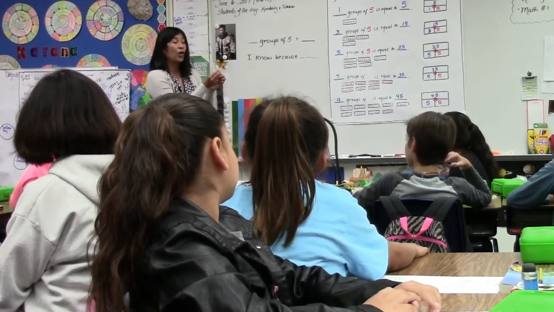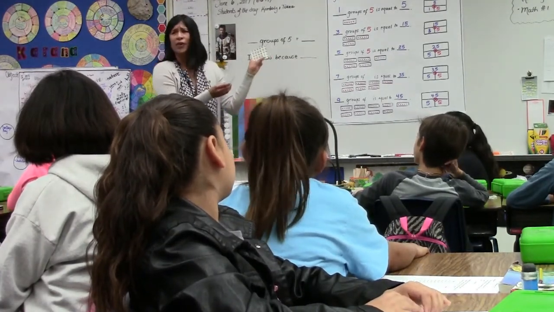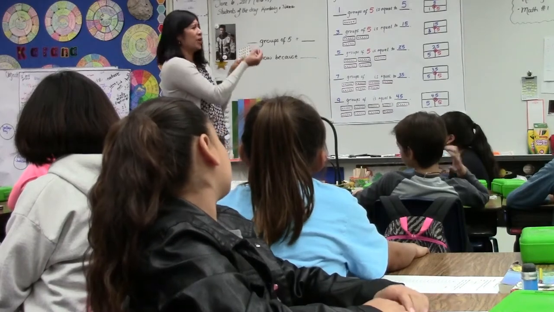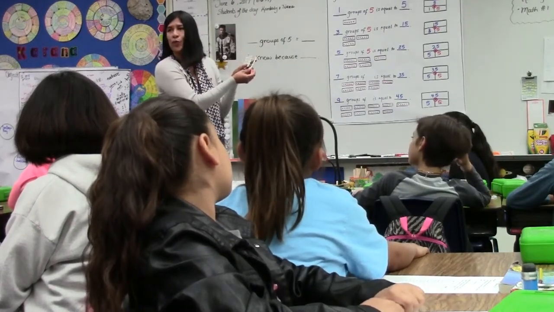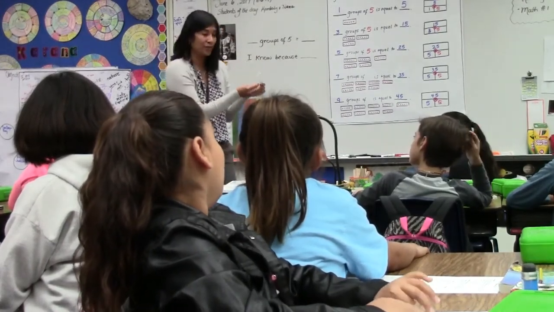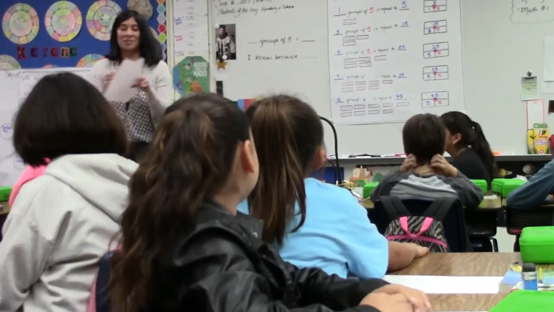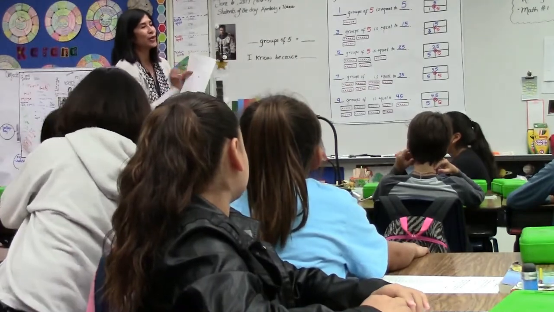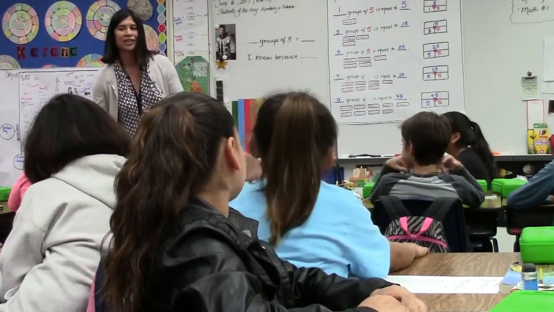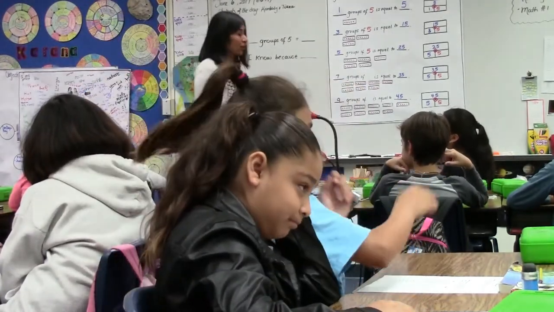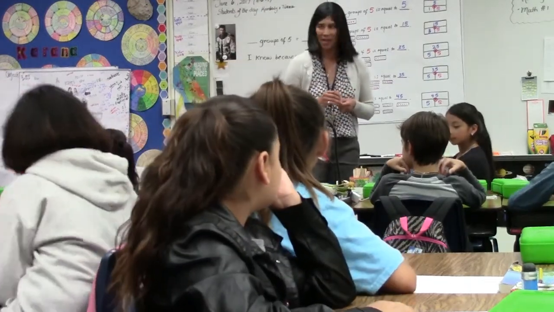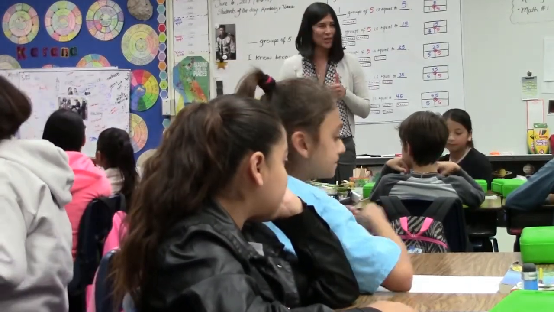And I know because 6 groups of 5 is equal to 30, and 1 more group of 5 is equal to 5, so together it's 35. So at that point, I'm going to write on my sheet, 7 groups of 5 equals 35, and I keep track of that, okay? And then your partner takes the next turn, okay? Are we ready? Yes. All right, let's do it.